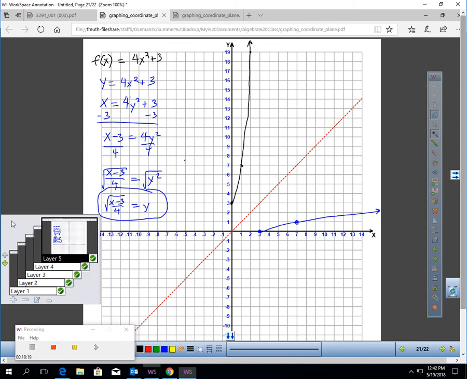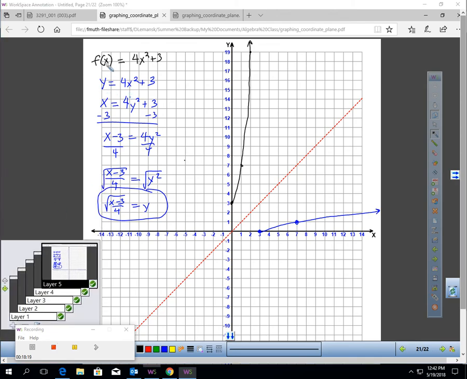Okay, let me write the inverse. Replace f(x) with y, switch the x and y around, and now solve for y just using onion. Take away 3. Divide by 4, square root each side, and I better add one more thing. Let's rewrite it as g(x) equals the square root of (x minus 3) over 4. There would be the inverse of the function for 10.